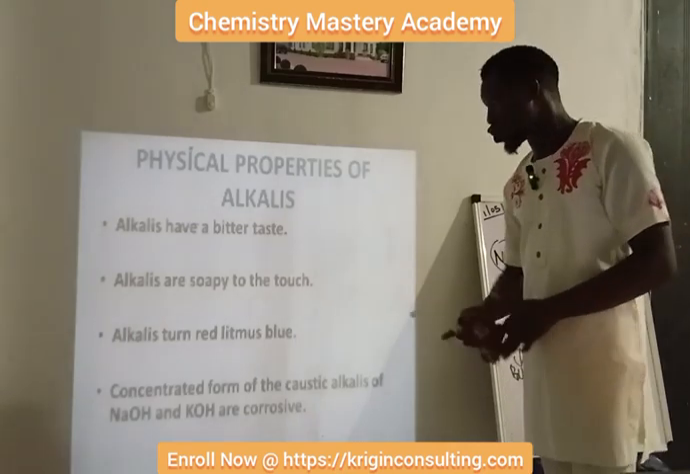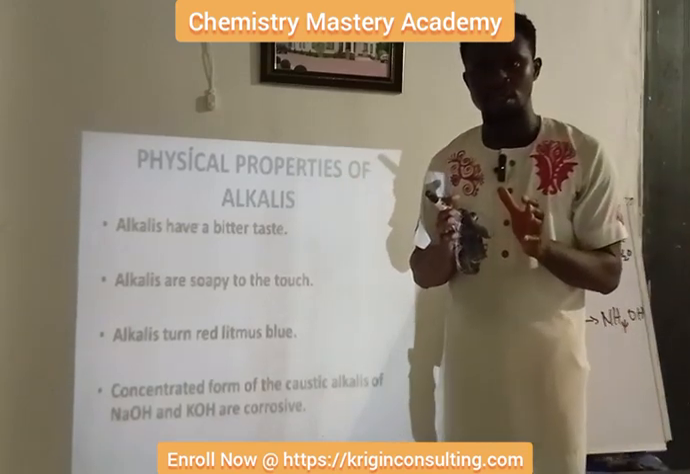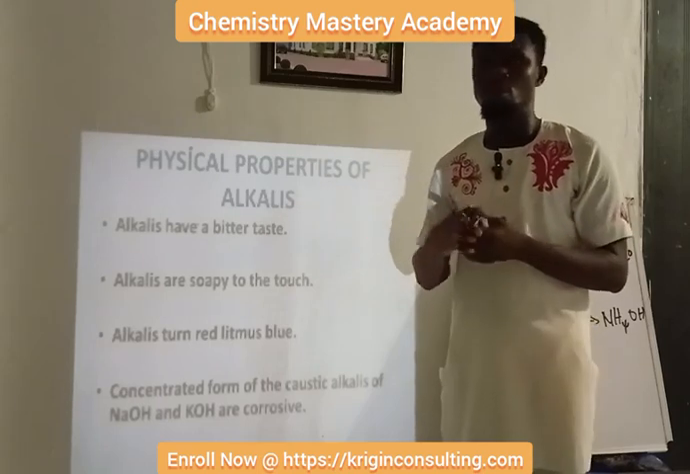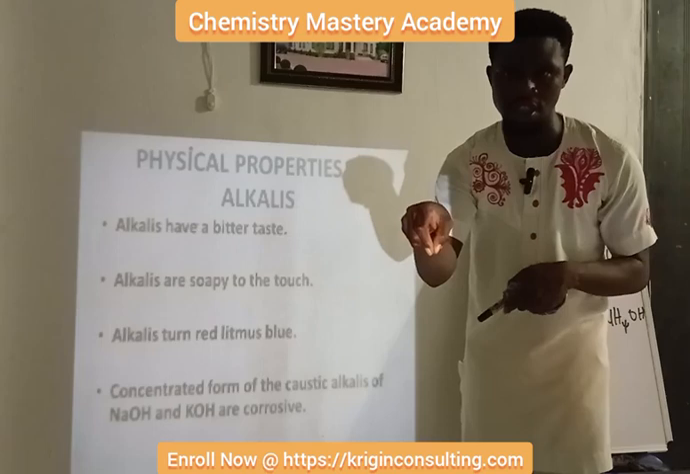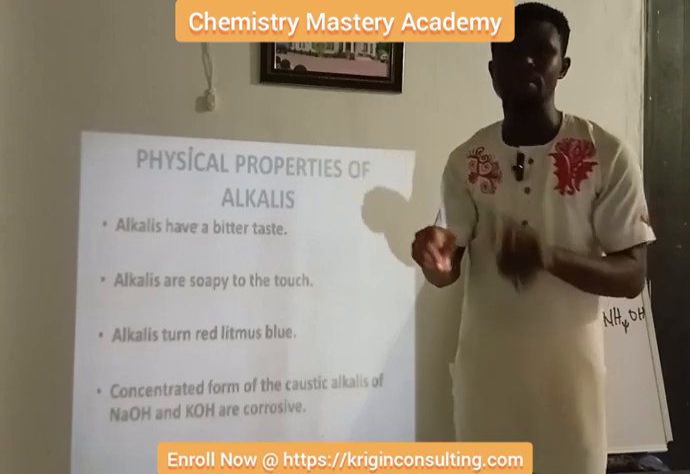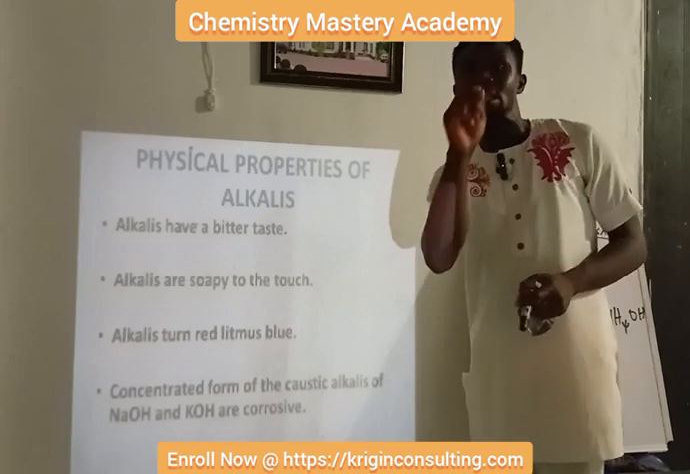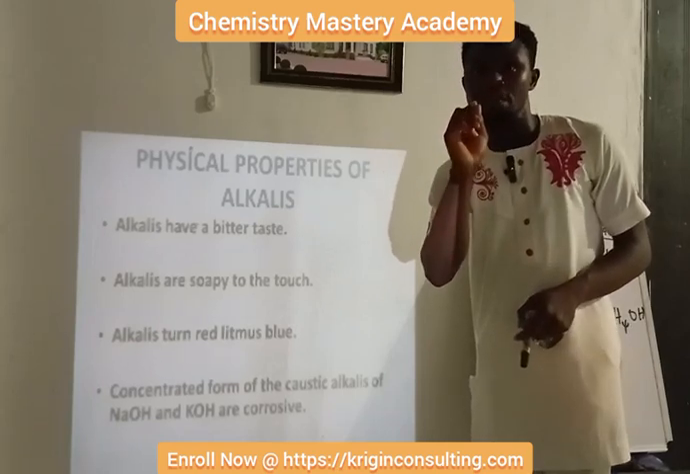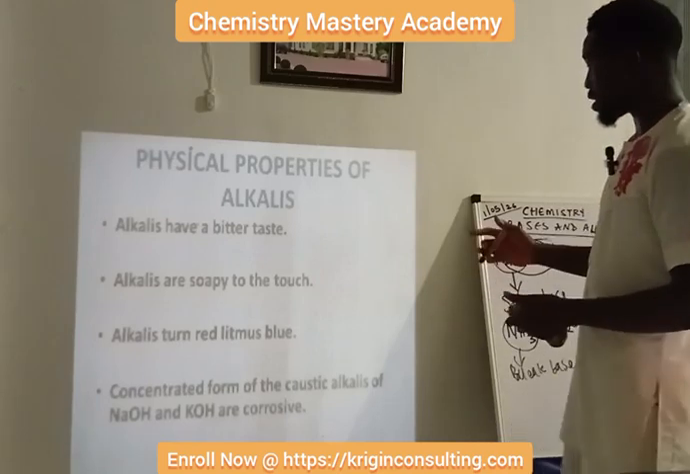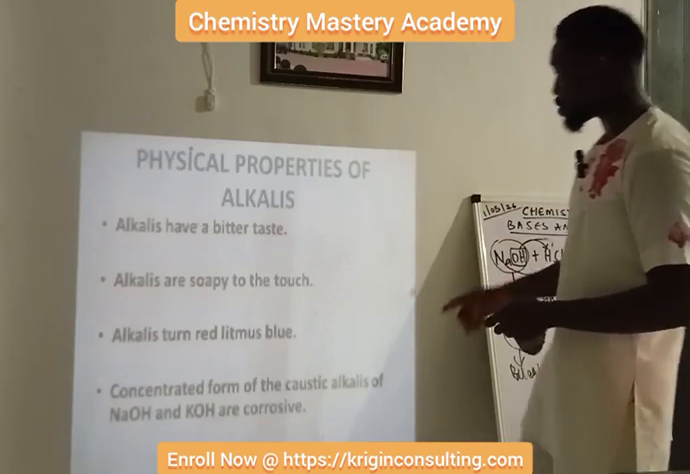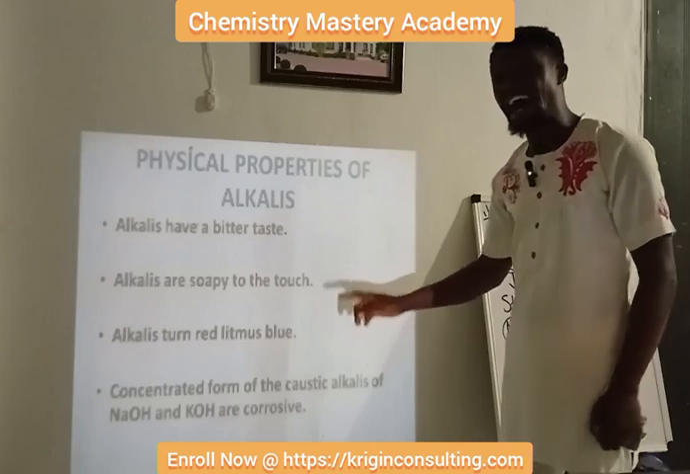Alkalis turn red litmus to blue. Remember, we said that when you want to check whether a substance is an acid, you take a blue litmus paper and you put it inside the substance. If that blue litmus paper changes to red, it means that substance is an acid. Now, for a base or an alkali, you take a red litmus paper, you put it inside. If it is a base, the red litmus paper will change to what? Blue. Then another physical property of alkalis is that concentrated forms of the caustic alkalis, sodium hydroxide and potassium hydroxide, are corrosive.